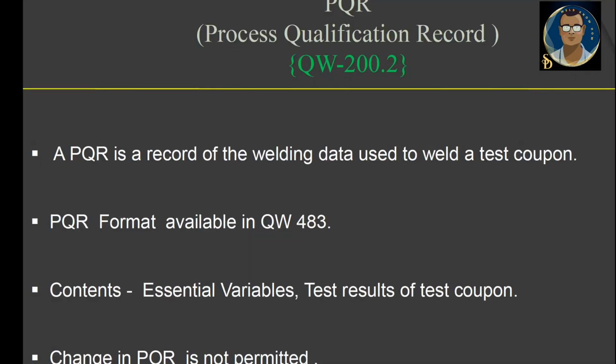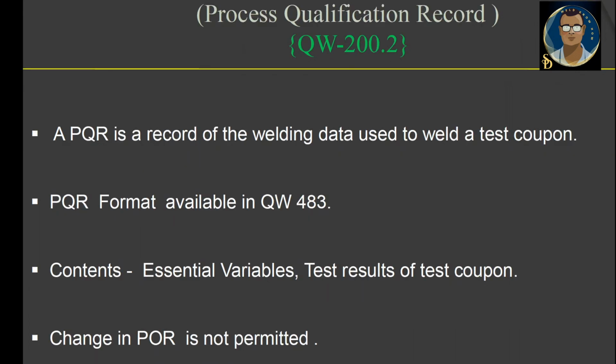Procedure qualification record is described in QW 200.2. A PQR is a record of welding data used to weld a test coupon. PQR format available in QW 483 contains our essential variables and test results of the test coupon. Change in PQR is not permitted except for some revisional changes or some typo error. The PQR format and WPS format are more or less similar. Only the PQR records the actual data. WPS has the tolerance, minimum and maximum welding parameters.